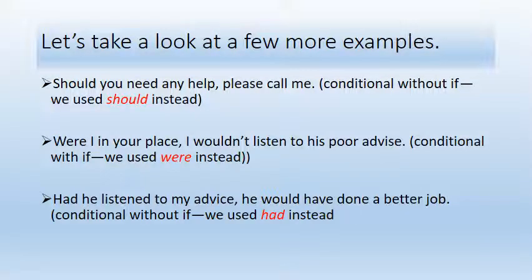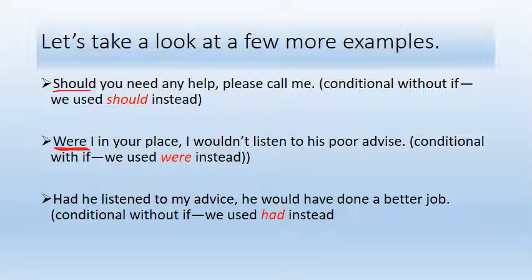Now let's take a look at a few more examples which will help you. Now, conditionals without if are with were, had, and should. Should you need any help, please call me. This means if you need any help, please call me. It's just that we used should instead. Were I in your place, I wouldn't listen to his poor advice. It means if I were in your place.